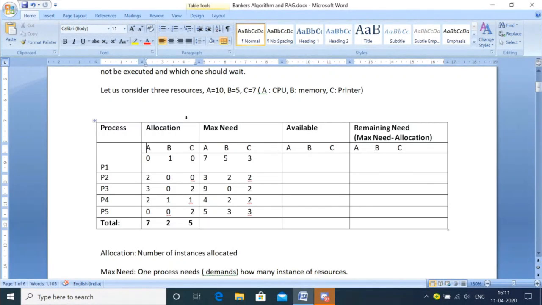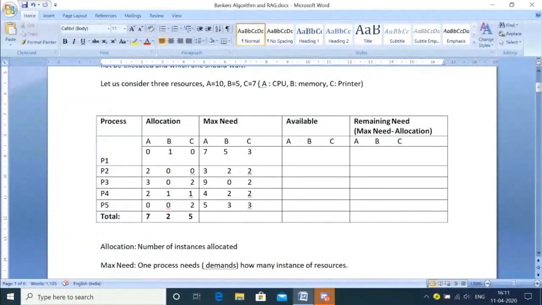It got this much, but actually its need was this much. This portion of the table tells how much of the resources we have been given, and this part tells how much we actually need. That is the difference. Now, this is the total value of the instances of each resource, but some instances have already been allocated in the allocation table. So we have to find out how much is remaining.